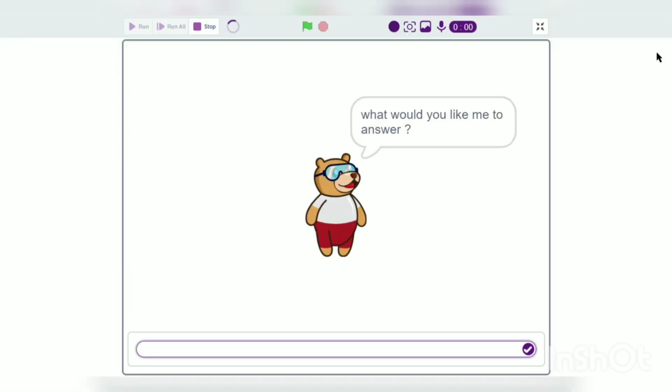Here you can see the question, what would you like me to answer. Now we can ask a simple question to Toby. Now I am typing the question. What is CPU?